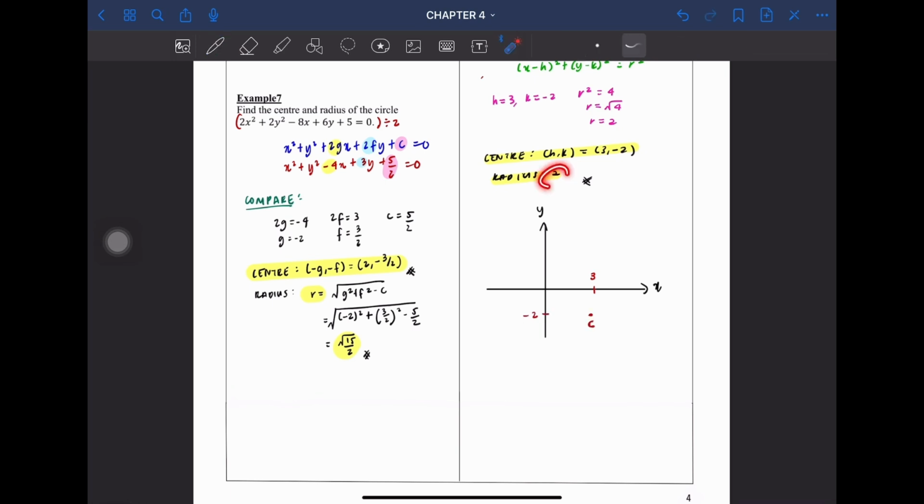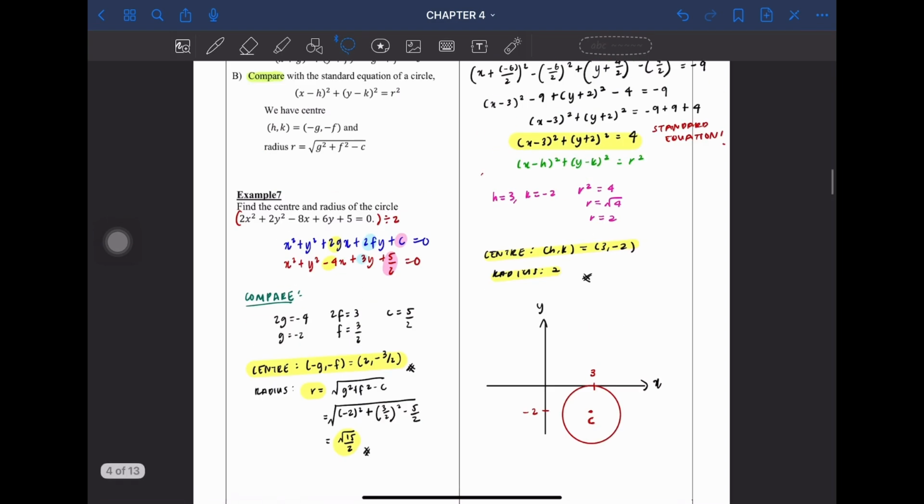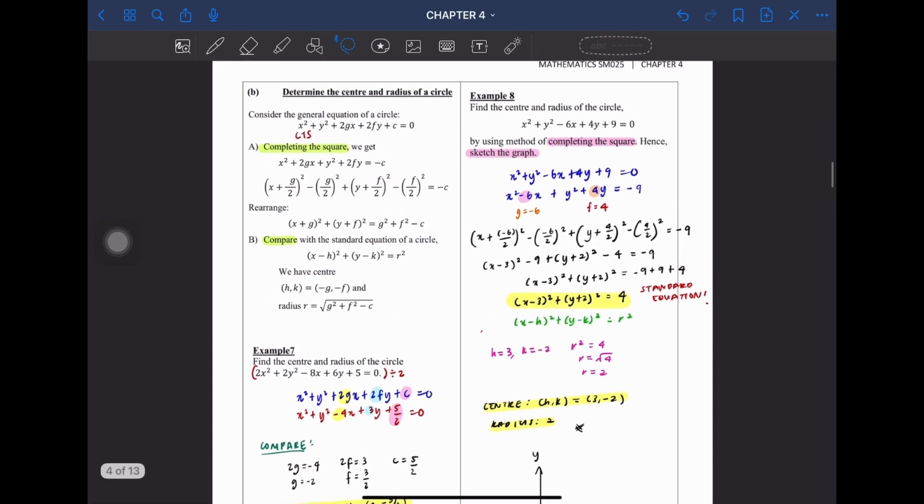Okay, and then the radius will be 2. So we have a circle, and the radius here is 2. The length from 0 to negative 2 is 2. So we know that our circle is going to touch the x-axis. And then this is length 3, so 2 is until here only. So the circle will look something like this. It will touch the x-axis, but not the y-axis. Okay, so this is how you draw your circle. Okay, done for example 8.